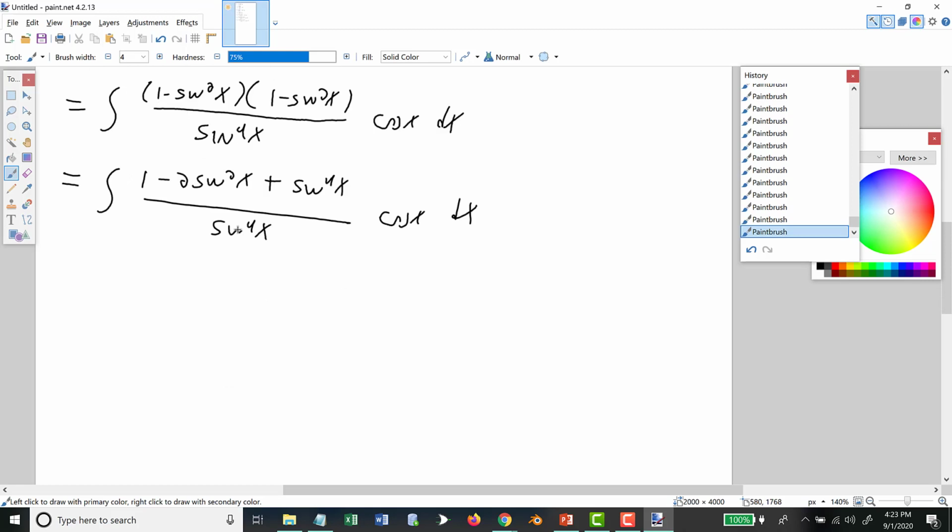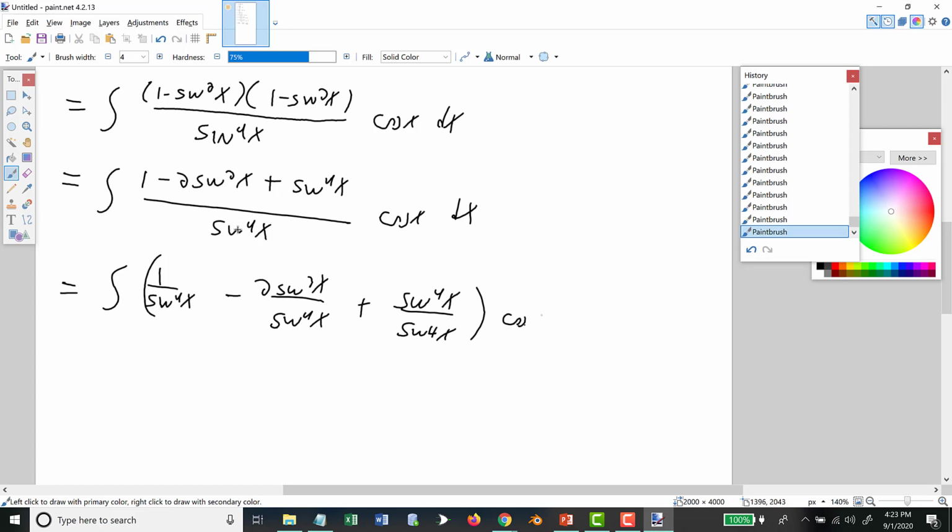I split those into separate fractions. And I'm going to have 1 over sine to the fourth, minus 2 sine squared over sine to the fourth, plus sine to the fourth over sine to the fourth, cosine x dx.